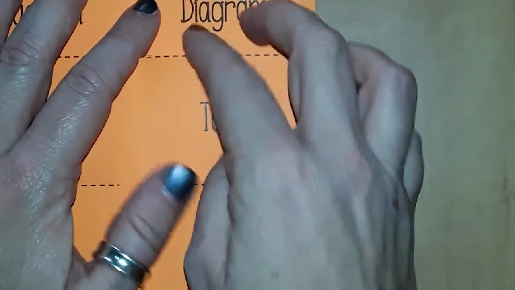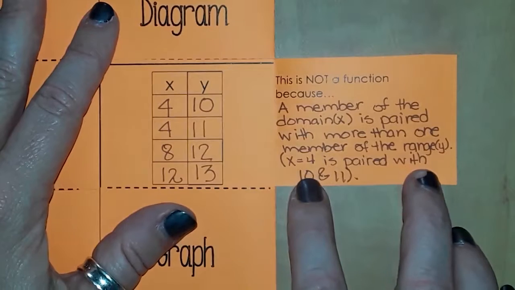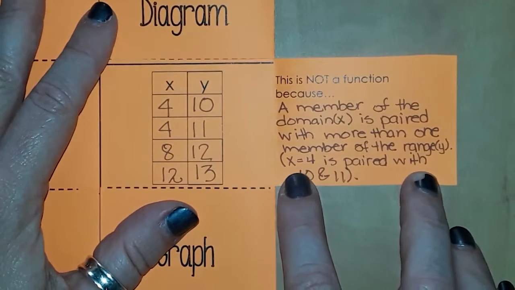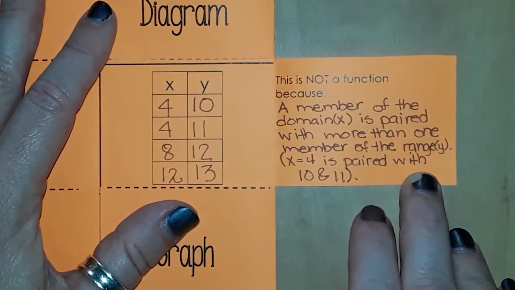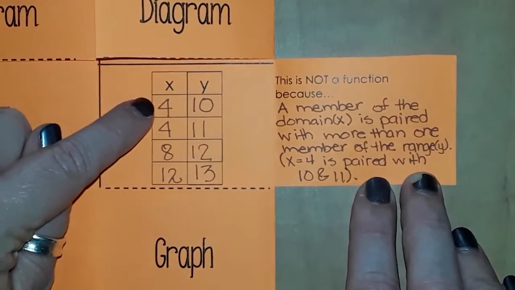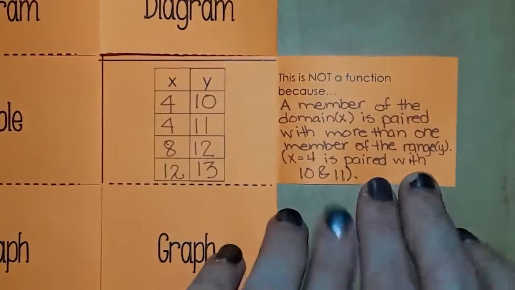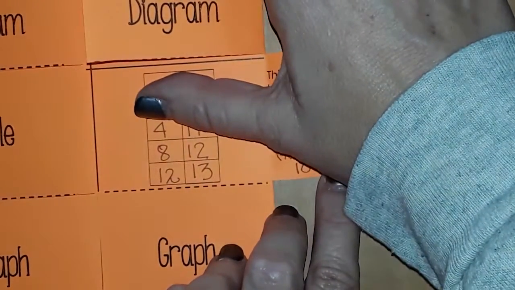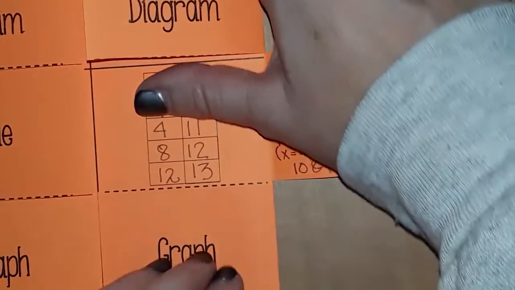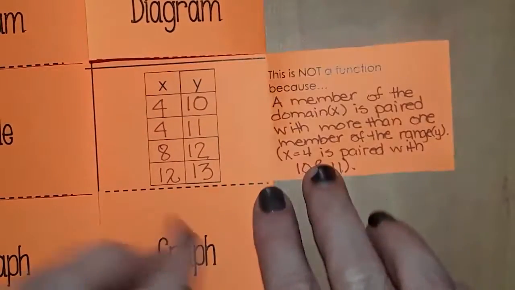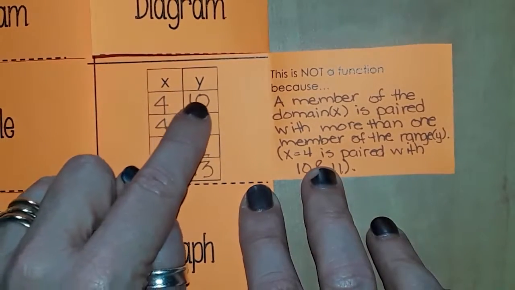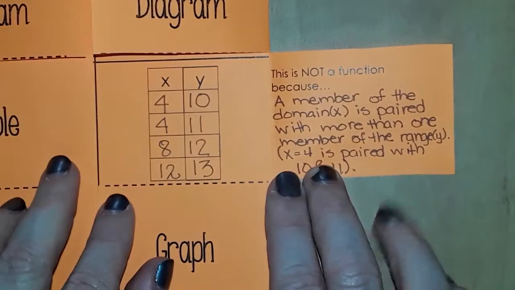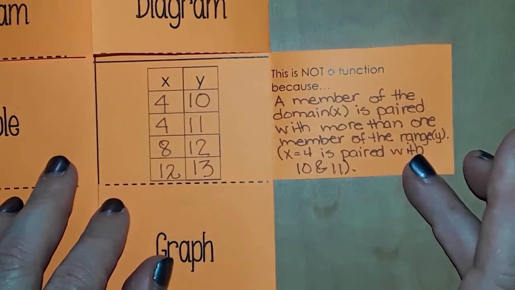All right, now let's talk about a table. With the table, a member of the domain x, which is your input, is paired with more than one member of the range y. x equals 4 is paired with 10 and 12. So notice, had I only had one 4, with 4, 8, 12 for my x's, then it would have been considered a function. Because I have two 4s, I should have the same output. In this case, the output is 10 and 11. This cannot work. So this is not a function.